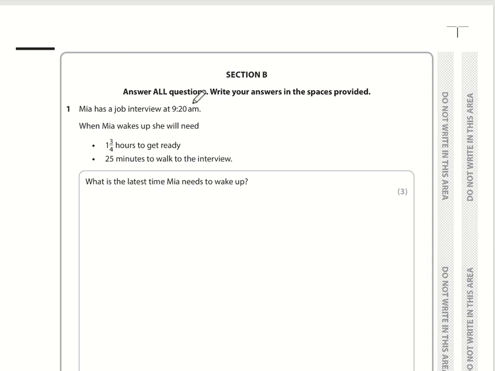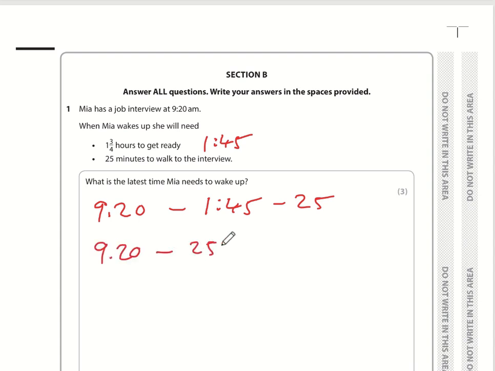So what we need to do is work backwards from 920. So from 920, probably easier if we see 1 3/4 hours as 1 hour 45. So we're subtracting 1 hour 45 and we're subtracting 25 minutes. Now it doesn't matter which one we take off first. So I'm going to subtract the 25 minutes first.